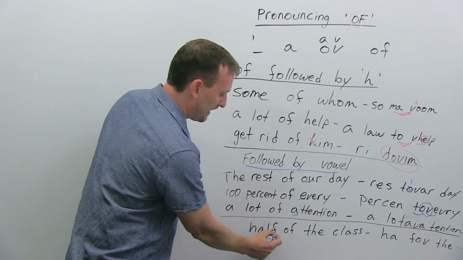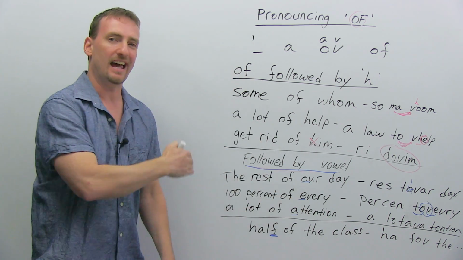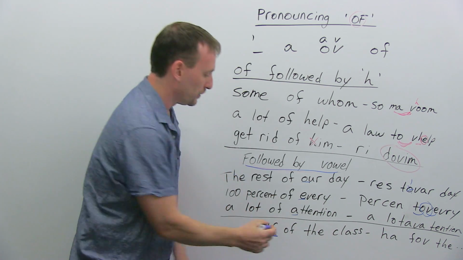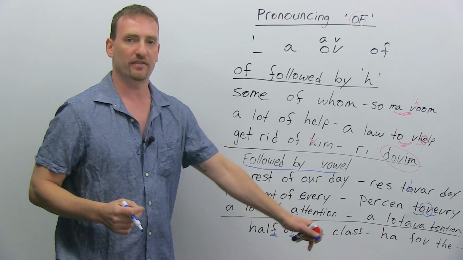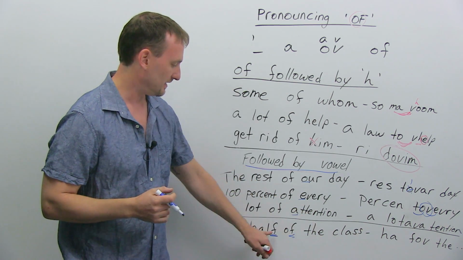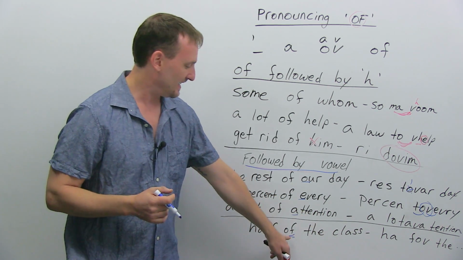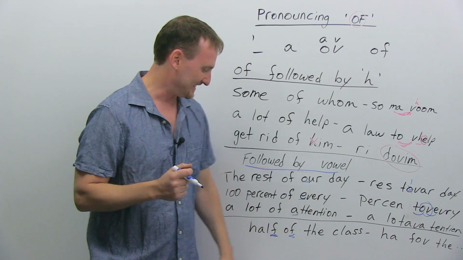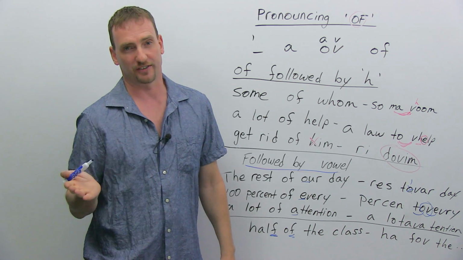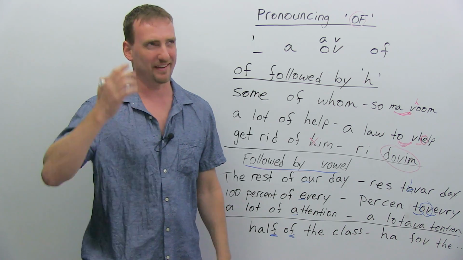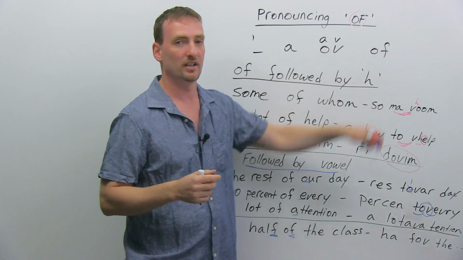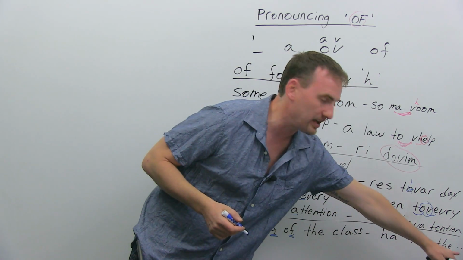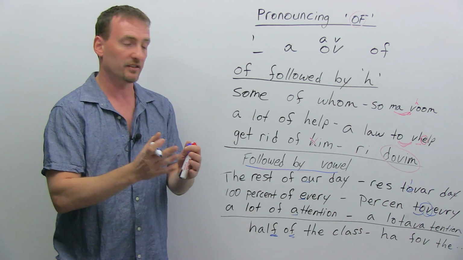Now, if you have a word that ends in F before the of, that is pretty much the only time you will hear the F. Half of the class. Oh, I guess not. You'll hear this F, half of the class. So maybe you never really hear the F. In some situations you will, of course. That's pretty much the only time I can think of that you will hear the F in of. Okay? Half of the class. Half of the. Everything blends together.